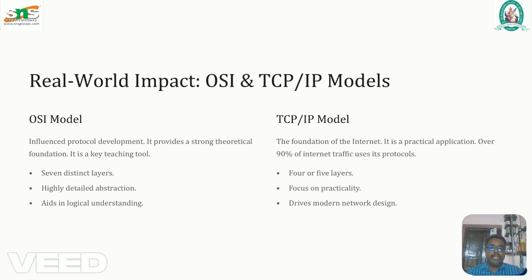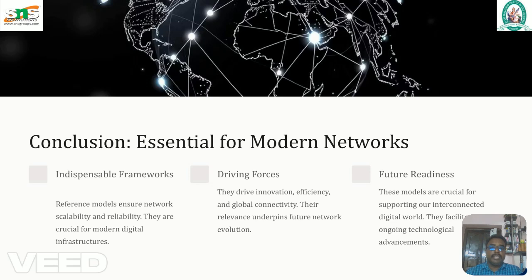So here the real world impact is that both the TCP/IP and OSI models are used worldwide, but OSI is more theoretical and TCP/IP is the practical model which is used throughout the world. So these are the indispensable frameworks for the market networks, the driving forces and future readiness. It is very essential that we maintain a proper network so that it performs uniformly and is used throughout the world. With this, we come to the end of the session.